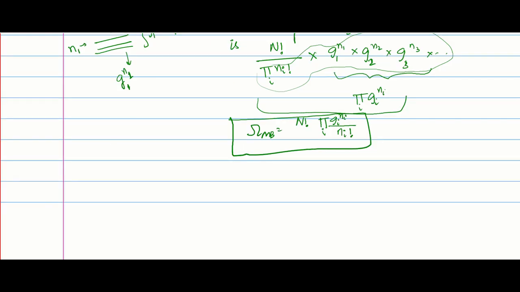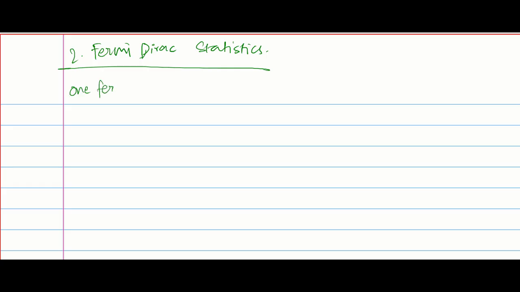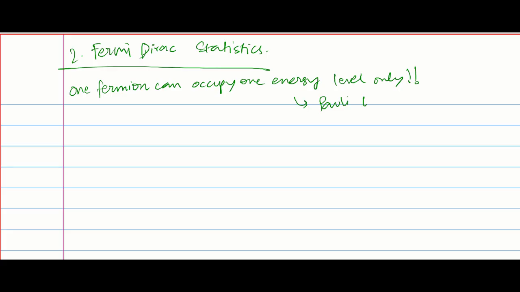Now let's move on to FD statistics, the Fermi-Dirac statistics. Now, what is the property of fermions? One fermion can occupy one energy level only. This is the Pauli exclusion principle.